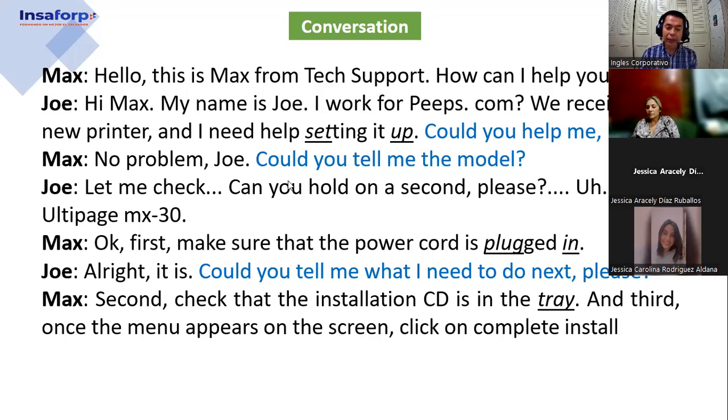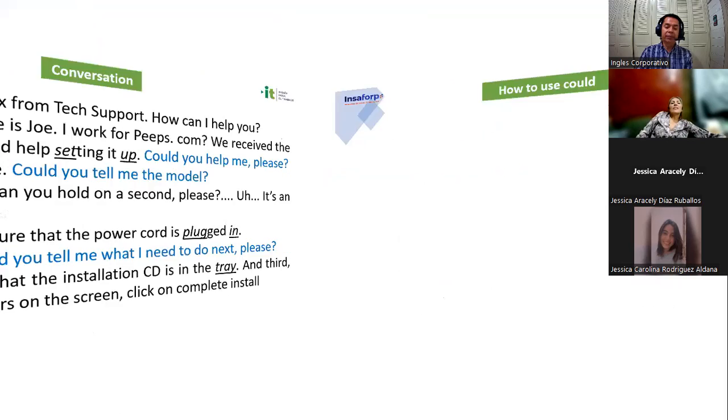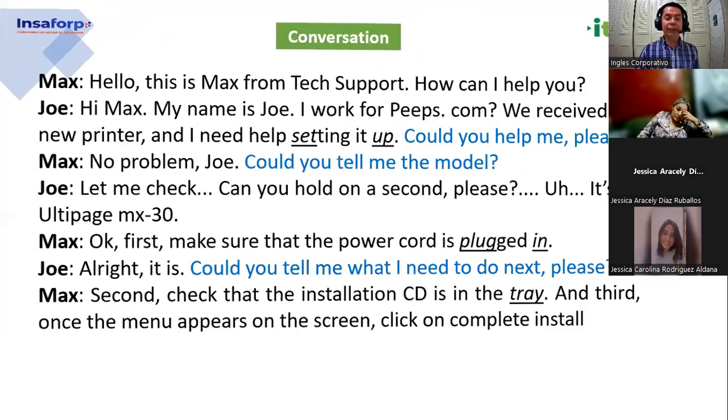And third, once the menu appears on the screen, click on complete install. Una vez que el menú aparece en la pantalla, right? You click on complete install. Okay, that is the conversation, right?